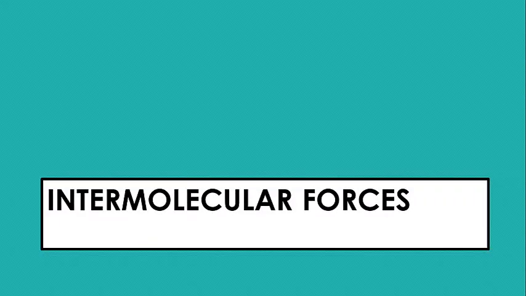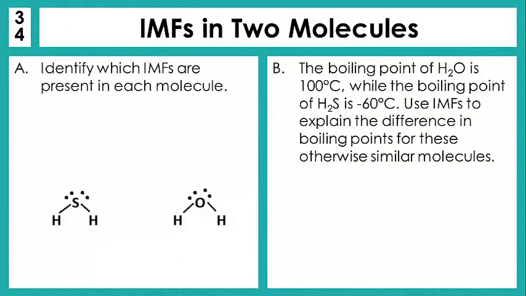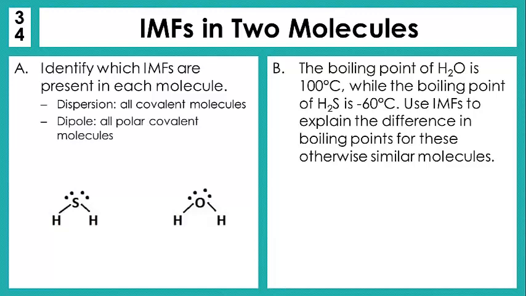The next section is about intermolecular forces. So for number 34, first we need to identify the intermolecular forces that are present in each molecule. Dispersion forces occur in anything covalent. So as long as it's all nonmetals, we'll have dispersion forces. Dipole-dipole occurs in a polar covalent molecule. So we have to use symmetry or electronegativity difference to determine if it's polar or not. And hydrogen bonding is where we have an H bonded to an F, O, or N. So the H of one molecule will be attracted to the F, O, or N of another molecule, forming a hydrogen bond.